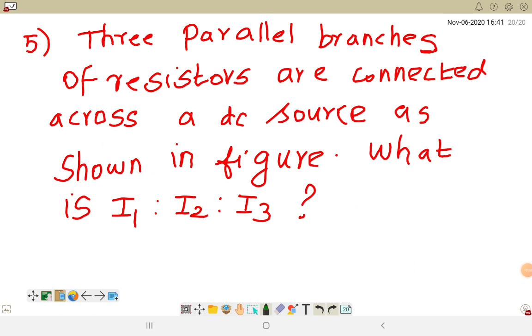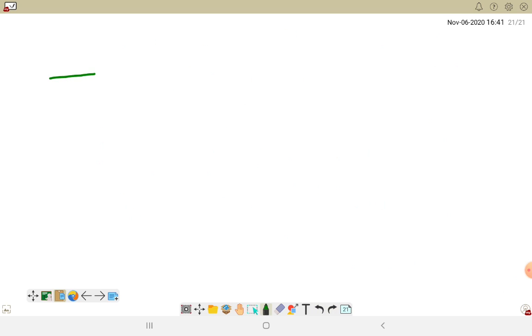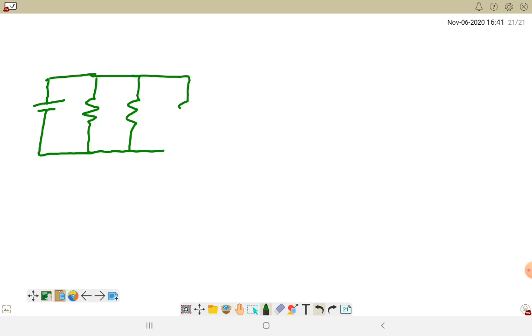Next problem number 5. 3 parallel branches of resistors are connected across a DC source as shown in figure. What is I1 is to I2 is to I3? Here the question is to find the ratio between the currents I1, I2 and I3. First of all, I have to draw the circuit. Here 3 resistive branches. It is connected across the voltage source E.